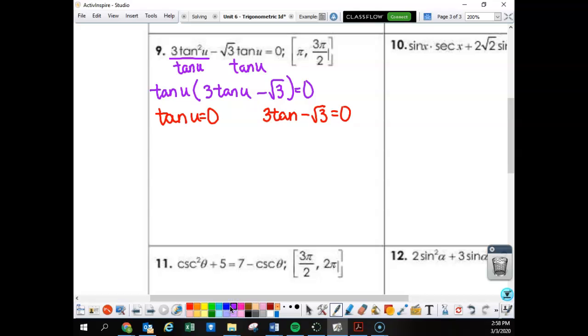So tangent u equals 0. So tangent, again, is y over x. So I want y to be 0 and x to be 1. Okay, and that happens at pi, right? My x value is 0. My y value is 1. Sorry, it's not just pi. It also could be 0. Sorry. So 0, an x value of 1 and a y value of 0 is at 0.